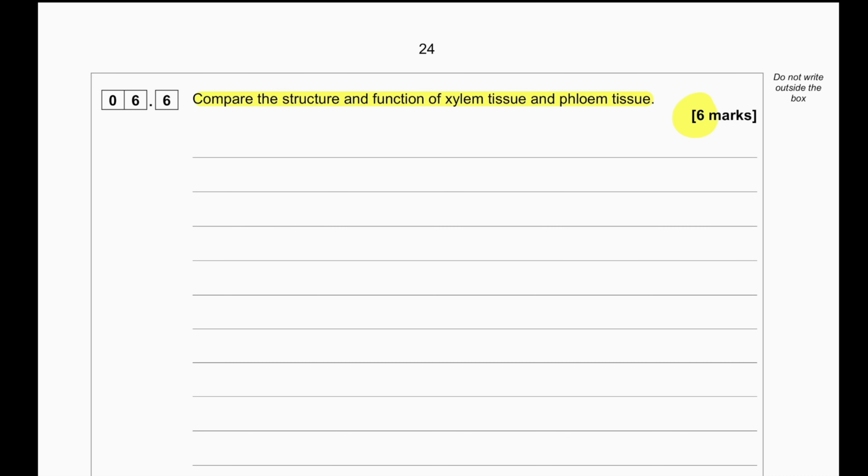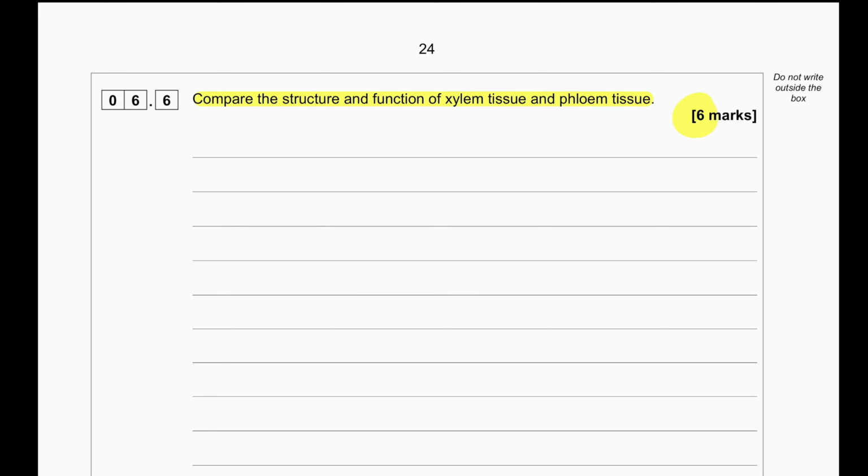The ways in which they are similar or different, we will make it clear. And we will also write whether the magnitude of the similarity or the difference is close, or like totally far apart from each other. We have to mention that as well. So I'm going to give you an indicative answer for the structure and the function for both xylem and phloem.